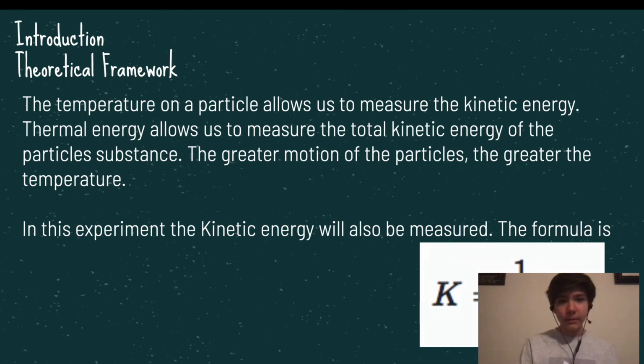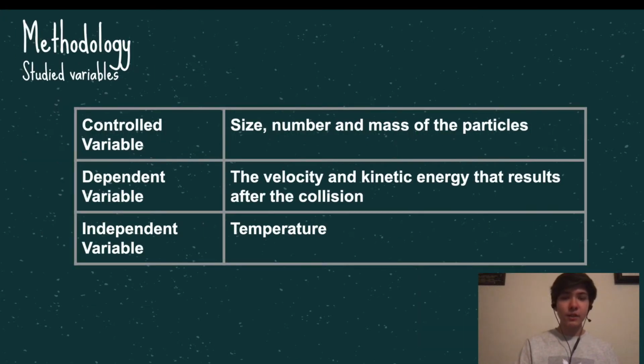My control variables are size, number, and the mass of the particles, both. The dependent variable will be the velocity and the kinetic energy that results after they collide with each other. My independent variable will be temperature, which affects speed: the hotter the temperature, the higher the speed, and the lower the temperature, the lower the speed.